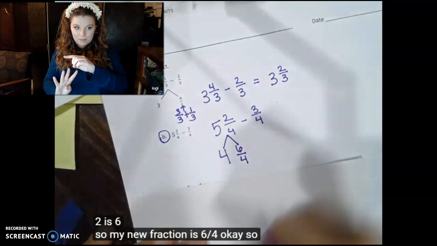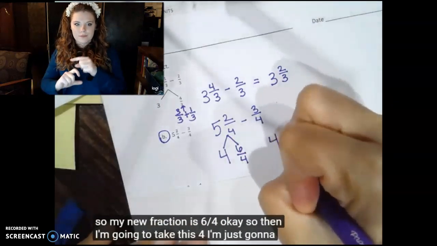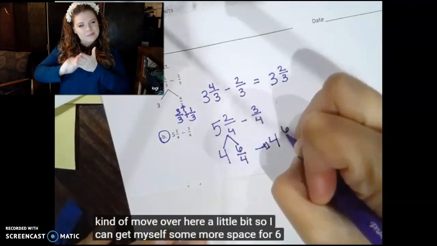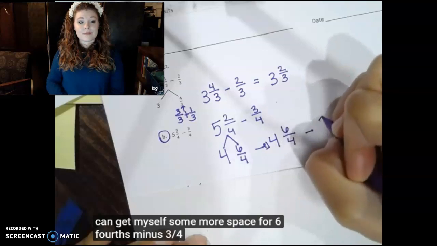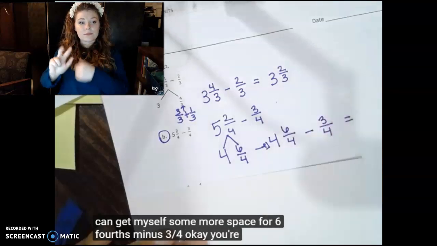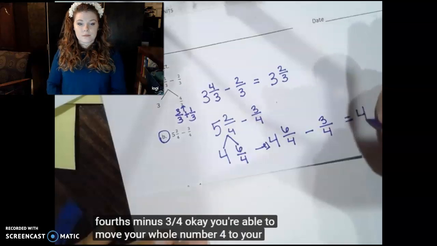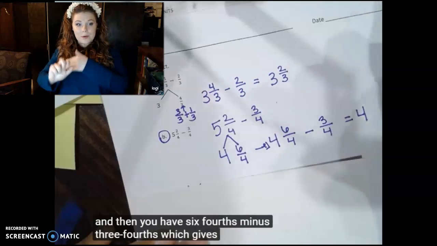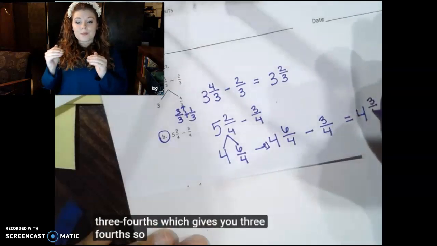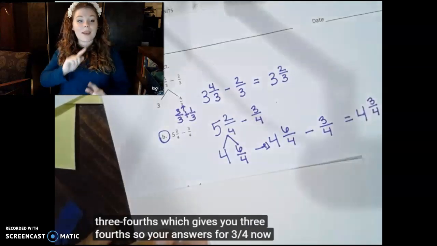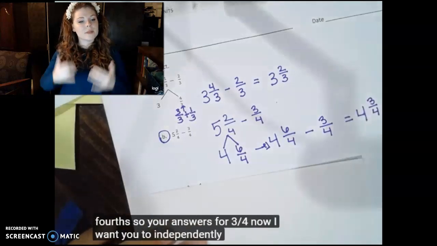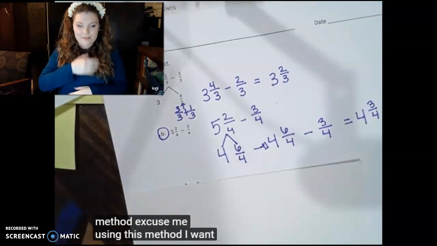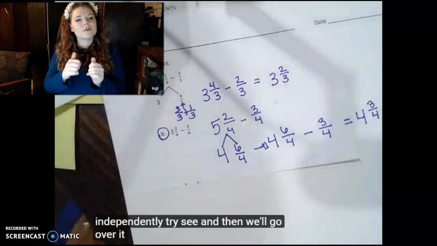Okay? So then I'm going to take this 4. I'm just going to move over here a little bit so I can give myself some more space. 4 6/4 minus 3/4. Okay? You're able to move your whole number 4 to your total, and then you have 6/4 minus 3/4, which gives you 3/4. So your answer is 4 3/4. Now I want you to independently try using this method. Using this method, I want you to independently try C, and then we'll go over it.